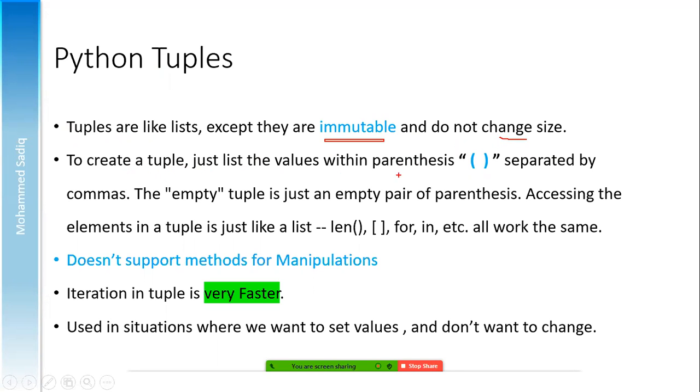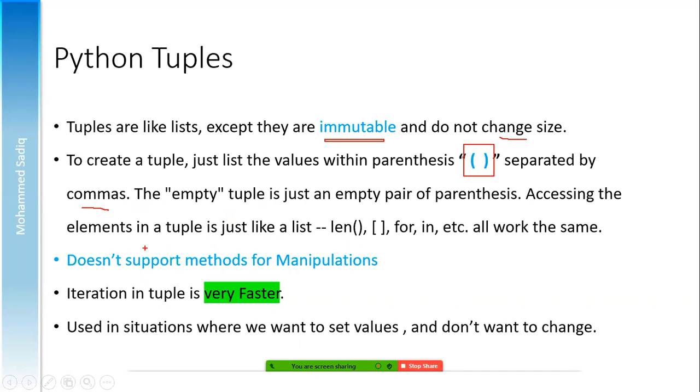To create a tuple, we need to use the round bracket. In the case of a list, we use the square bracket. In the case of a tuple, we use the round bracket, with each element you store separated with a comma. The empty tuple is just, if you want a tuple without any data, you just open and close the brackets. That's it.